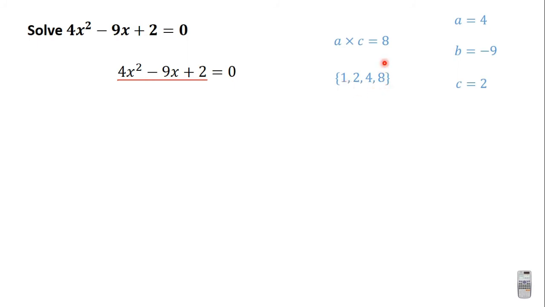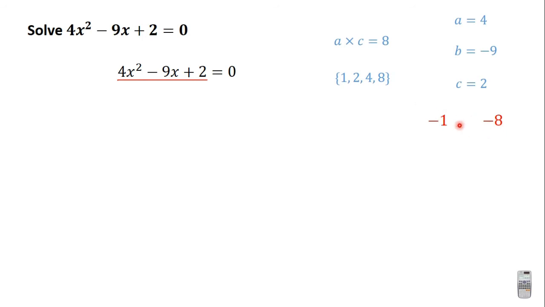1 times 8 will give us 8. 1 plus 8 will give us 9. So it means that we have to do some small adjustment about our two numbers such that it will fit both conditions. Let's negate both 1 and 8. That is, we will have negative 1 and negative 8.